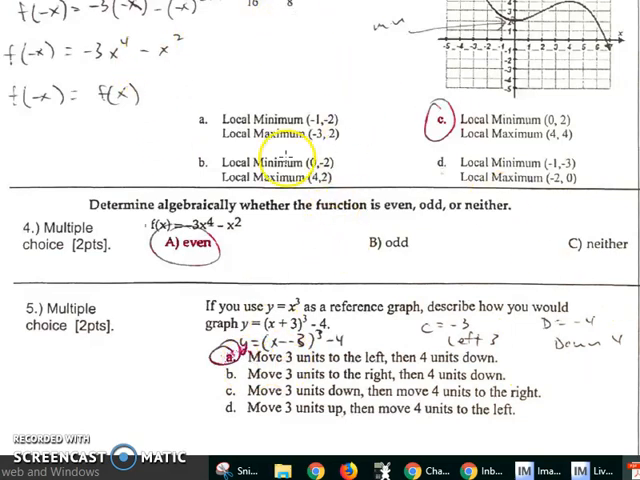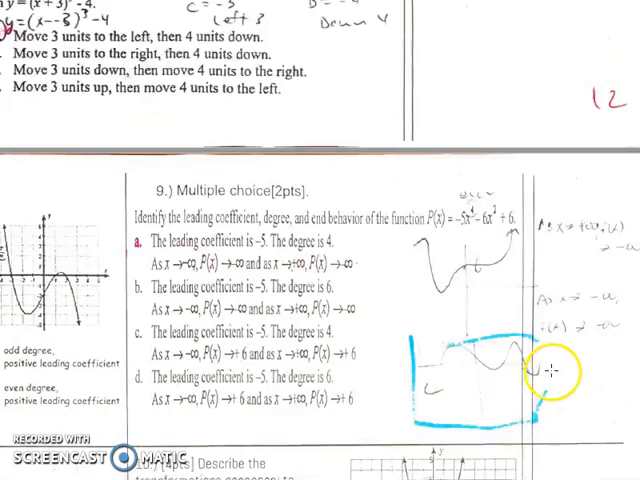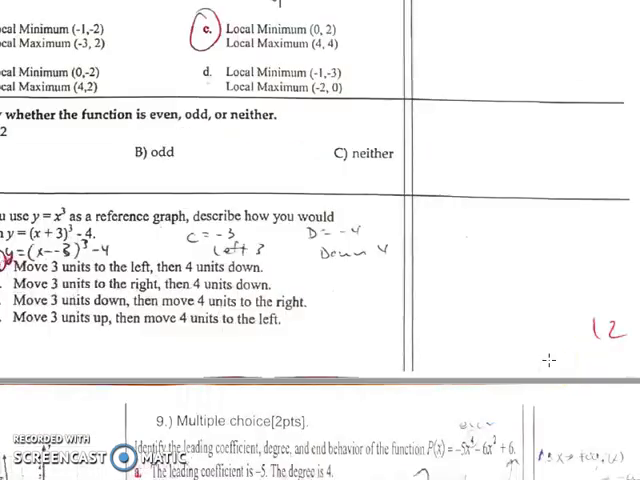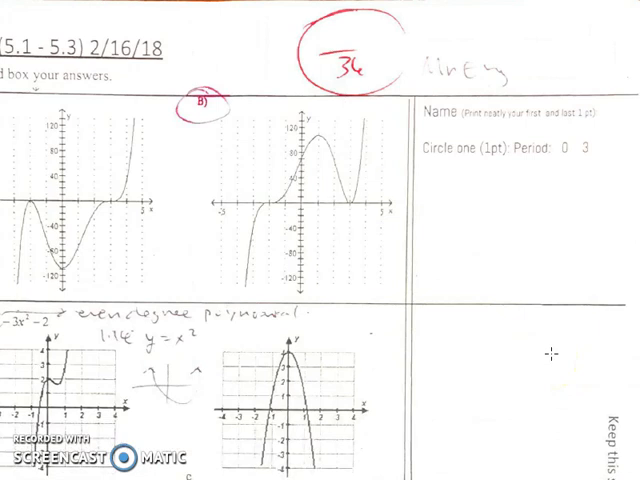So in this problem, 12 points for the front side, 1 point for first and last name, nice, circled. Let's go to the back side.